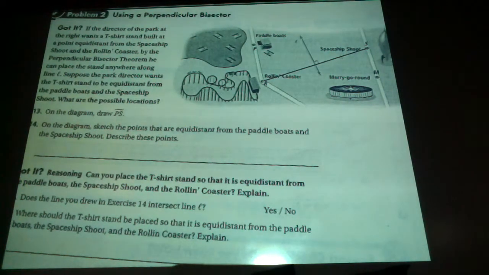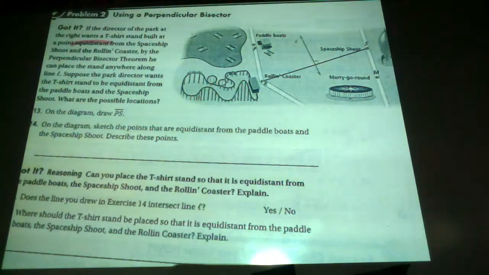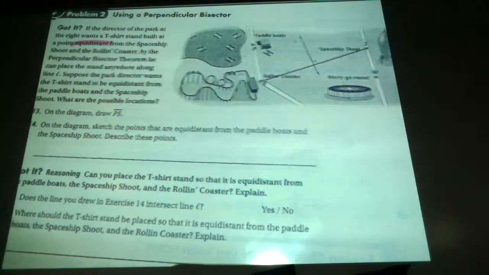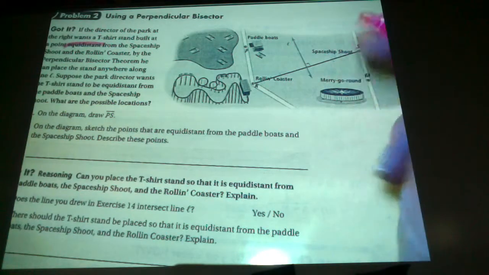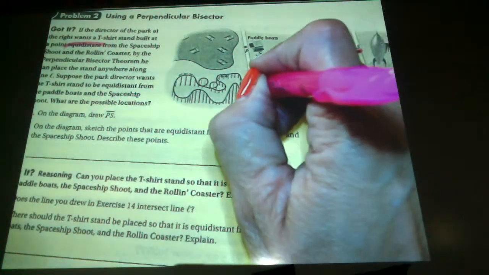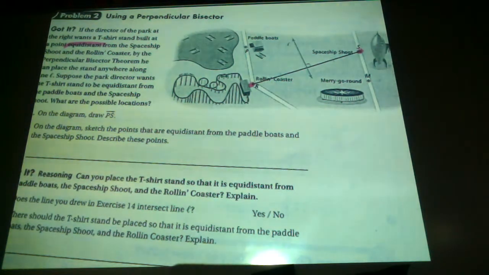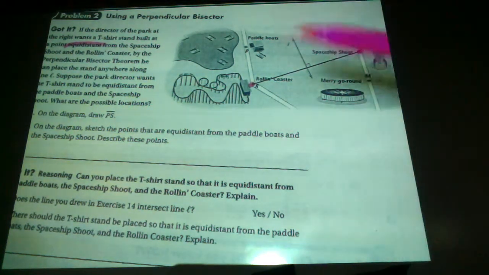All right, so the director of the park wants a t-shirt stand built at a point equidistant, there's our little word for the day, from the spaceship chute and the roller coaster. So on our picture, here's the spaceship chute, say that 10 times fast, and here's the roller coaster. So we want it equidistant.